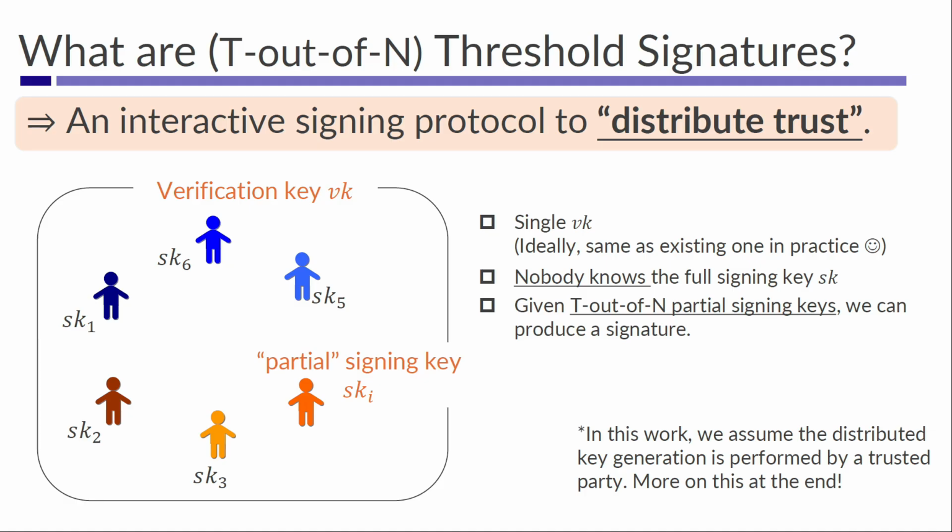So let me get to the background. First of all, what are these T out of N threshold signatures? Put very bluntly, it's an interactive protocol to distribute trust. To be a bit more specific, there's going to be one verification key, and ideally this is going to be something that's already used in practice. And the thing is, nobody knows this one signing key. What is going to be done is that there are partial signing keys assigned to all these N users. And given T out of these N signing keys, we can produce a signature.